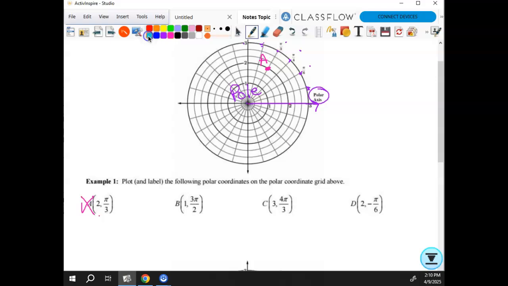So let's do that again. I've got (1, 3pi/2). So I'm going to go to 1, rotate around, end up right here at 3pi/2. That's B.